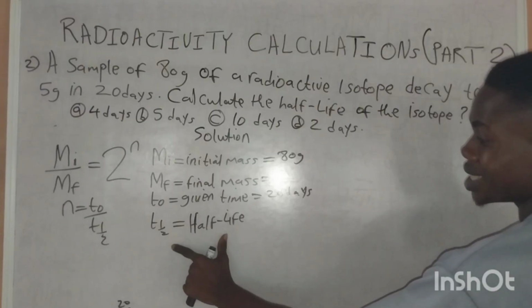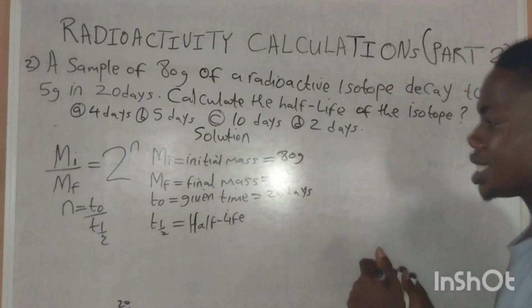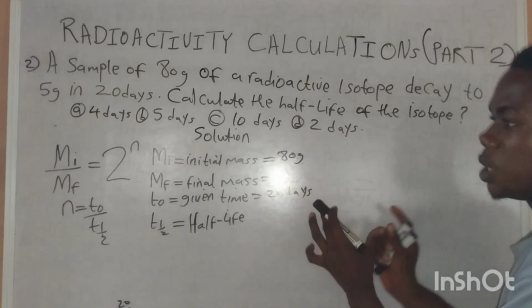So we are calculating the half-life of this particular question. Now, using the formula, what we are going to do now is to impute our values in the formula.